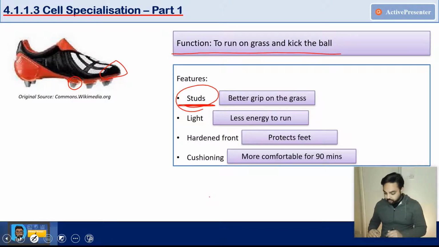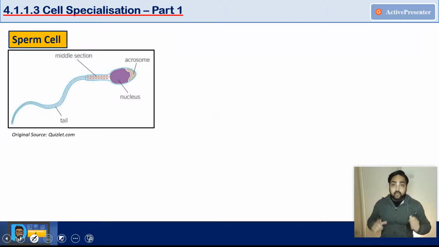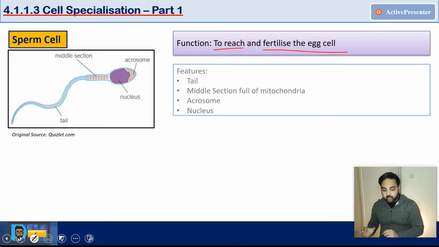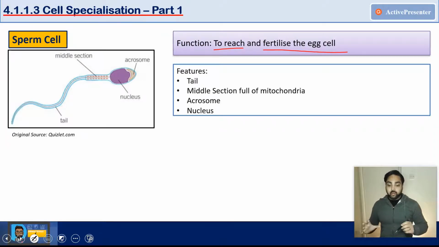Okay, so let's have a look at this. The first one that you need to know in animals is sperm cells. The function of a sperm cell is to reach and to fertilize the egg cell. I'm not going to go into detail in terms of the journey that the sperm needs to make through the female reproductive organs. However, there are a few things that you need to know. I've highlighted a few of them, and we're going to go through the features first. What features do sperm cells have?